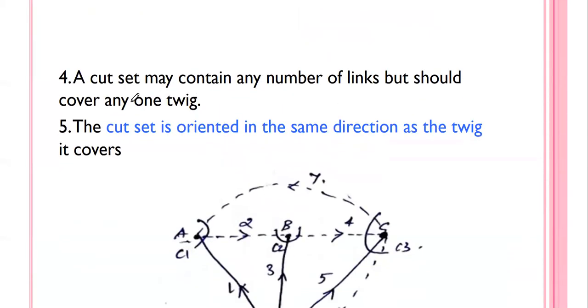Okay, so the second and third steps go back. And what is the next step? The next step is that we have to form a cut set. While forming a cut set, it may contain any number of links, but it should contain only one twig.